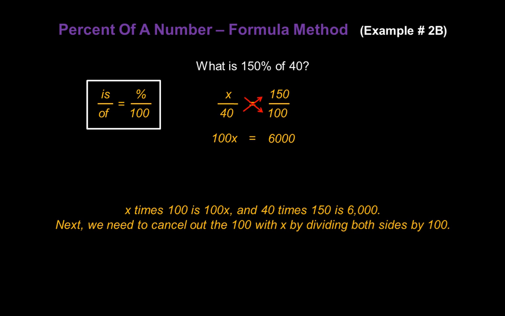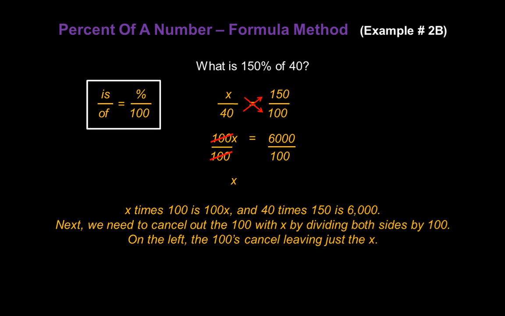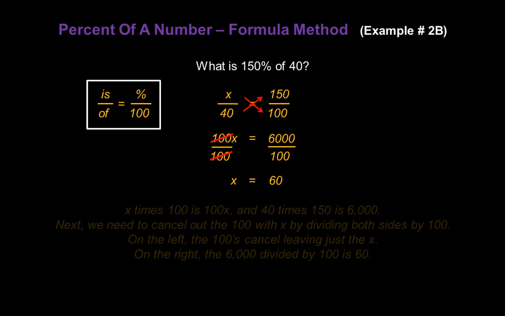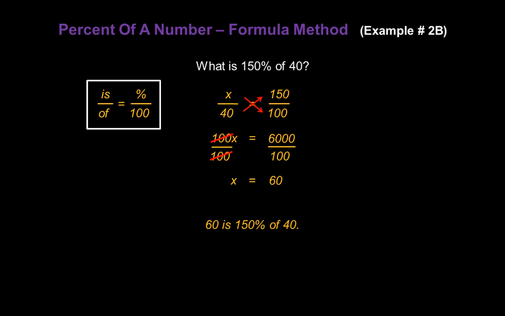Next, we need to cancel out the 100 with the x by dividing both sides by 100. On the left now, the 100s cancel, leaving us with just our variable x. And on the right, the 6,000 divided by 100 is 60. So x equals 60, or 60 is 150% of 40.